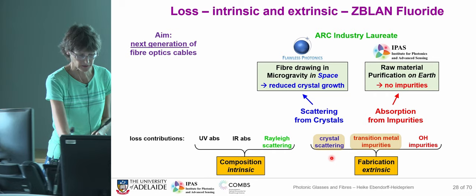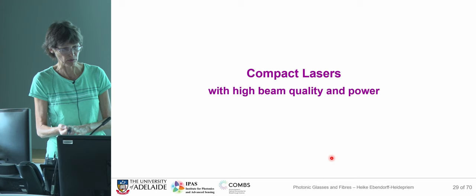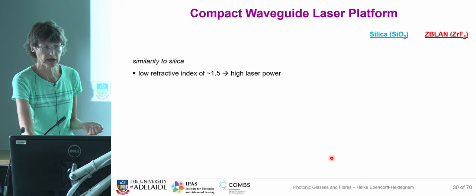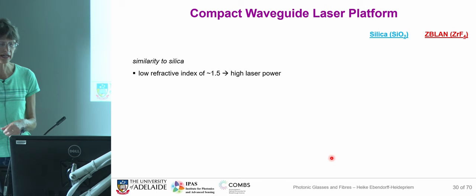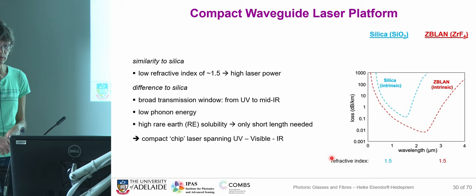Now change of topic, another application, compact lasers with high beam quality and power. So again, let's look at the two glasses, silica and Ziblan. So both have a similarity of low refractive index, which is good for achieving high laser power. But they have also differences, as I already pointed out, a different transmission window, which is connected with a different phonon energy. So Ziblan has a lower phonon energy.